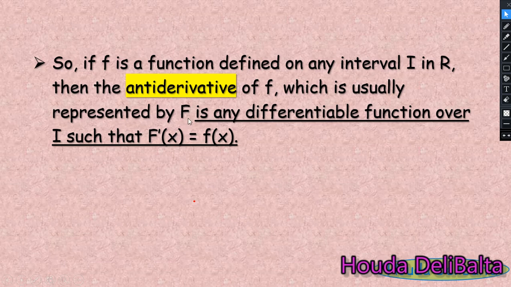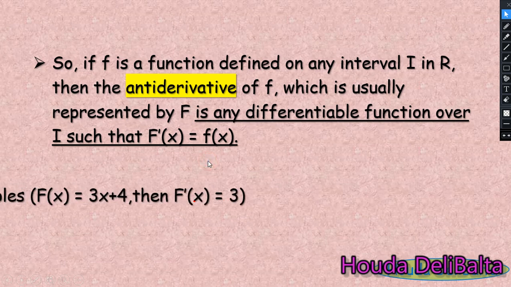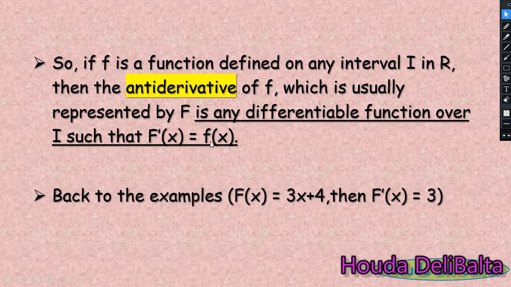What's this antiderivative? It is any differentiable function that has a derivative over this interval I such that F prime of x is equal to f of x. So capital F prime of x is equal to small f of x. That means whenever I have a small f of x that is a derivative of a capital F of x, then I say that this capital F is the antiderivative of this small f.